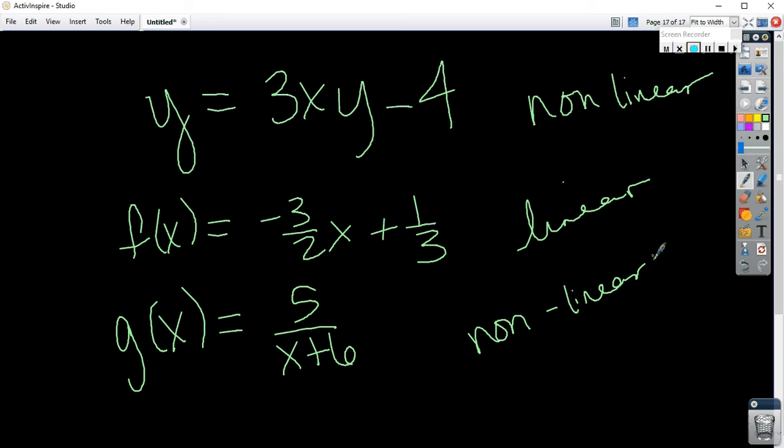Are we all okay on determining linear versus nonlinear? I think so. For now. Okay.